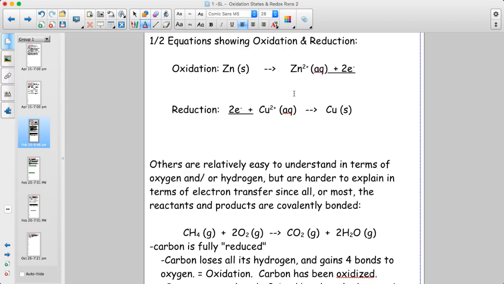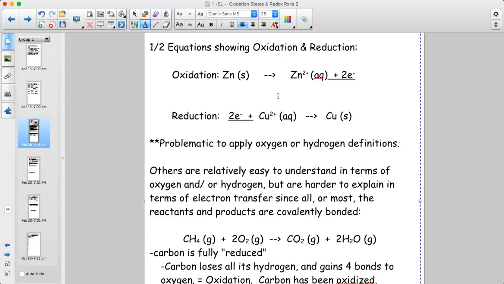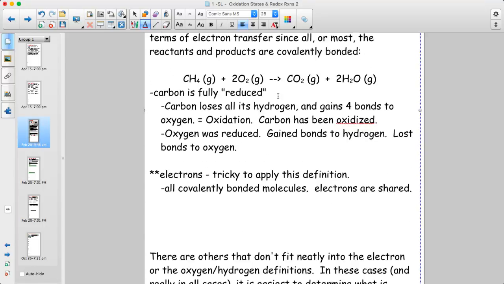In the first example, it was the opposite. The electron one was really easy to apply, or fairly easy to apply, but it would have been problematic to apply the oxygen or hydrogen definitions because there is no hydrogen or oxygen in that first example. It's not involved. So again, sometimes certain definitions will work better than others.